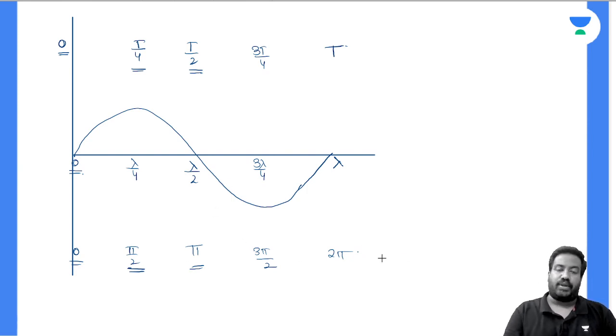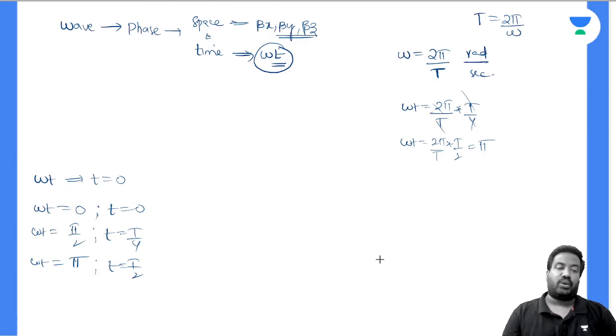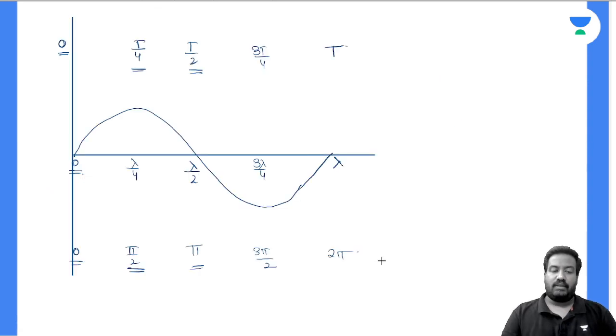Omega t, what is it showing you? The change of phase with respect to time. Similarly, beta x, beta y and beta z will show you the change of phase with respect to space. Got it? So omega t is giving you the change of phase with respect to time. Now let us see how beta x, beta y and beta z will give you the change of phase with respect to space. We need to see now.